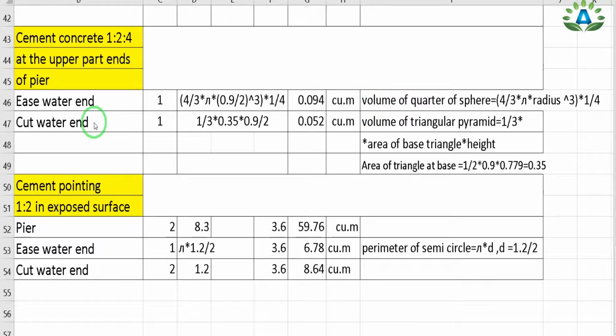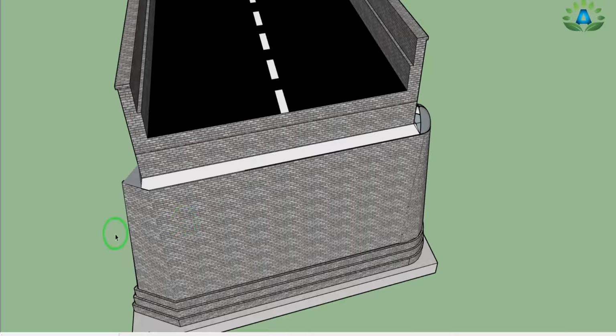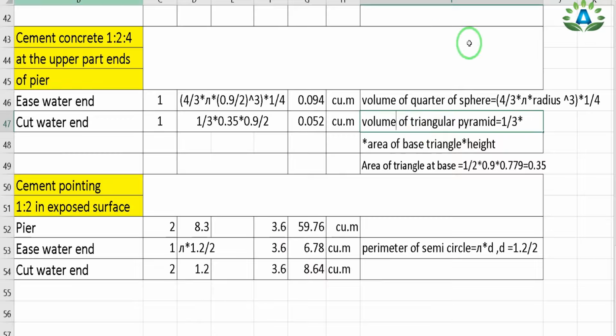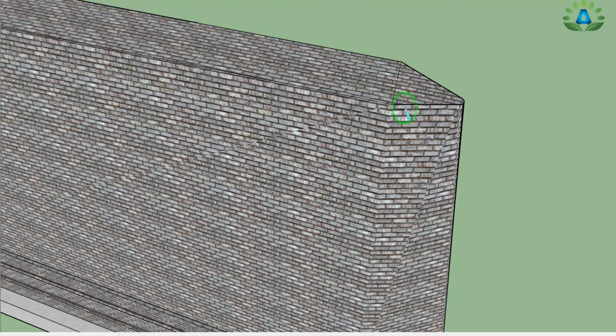Next is our cutwater end portion. That means in this cutwater end portion we can see there is a triangular pyramid portion. So we can use the direct formula of this triangular pyramid, that is volume of this triangular pyramid equals 1/3 into area of the base triangle into height. So firstly we need to calculate the area of the base triangle. So here this is the cut end portion, and we need to calculate the base area, that means this portion, and we should multiply by the height.